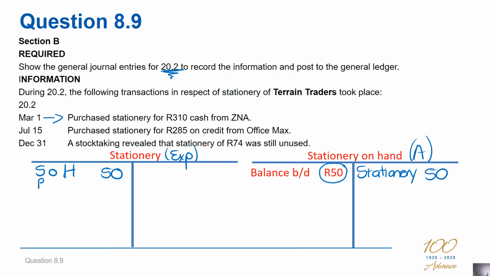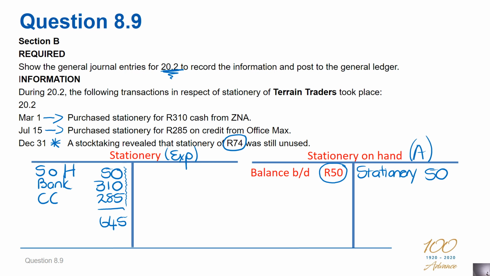So I've got a cash purchase, so that will be bank of 310 Rand. I've got a credit purchase, so creditors control of 285 Rand in my expense account. And now they tell me that at the end of the year, a stock taking revealed that I have 74 Rand still unused. So if I let this expense account include all these debits, do you agree they add up? All of these debits add up to 645 Rand.